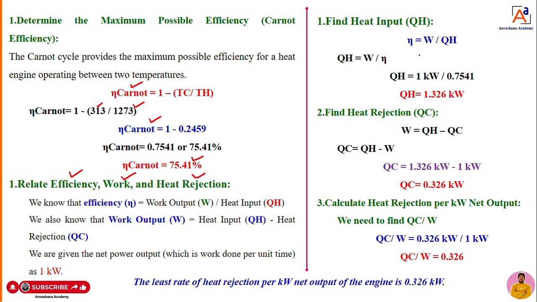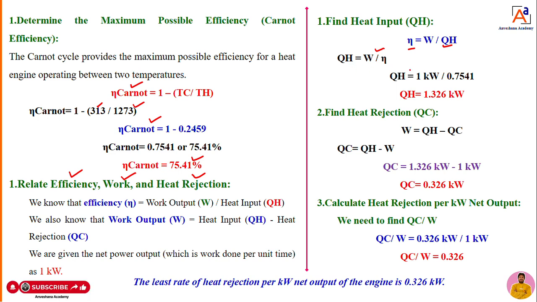How we can see, dear students. We know efficiency is equal to W divided by heat supplied or heat added, or heat of the high temperature region. So that is nothing but eta is equal to W divided by QH. With the help of this, we can calculate the QH. How can we calculate QH? So QH is equal to W divided by eta. QH is equal to W divided by eta.